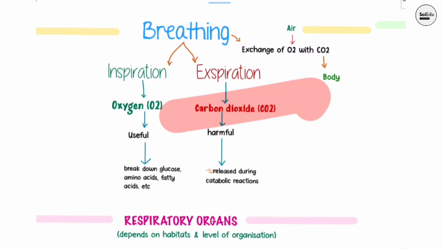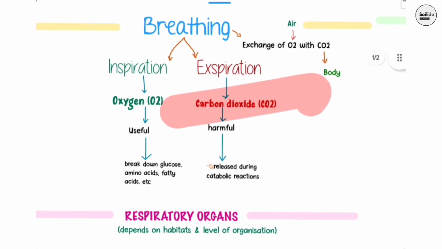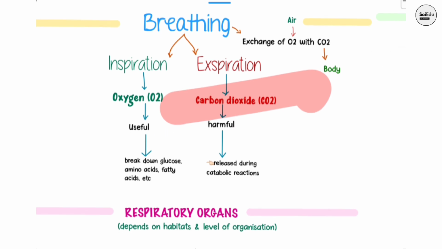As you have read earlier, oxygen, O2, is utilized by the organisms to indirectly break down simple molecules like glucose, amino acids, fatty acids, etc., to derive energy to perform various activities. Carbon dioxide, CO2, which is harmful, is also released during the above catabolic reactions. It is, therefore, evident that O2 has to be continuously provided to the cells and CO2 produced by the cells have to be released out.